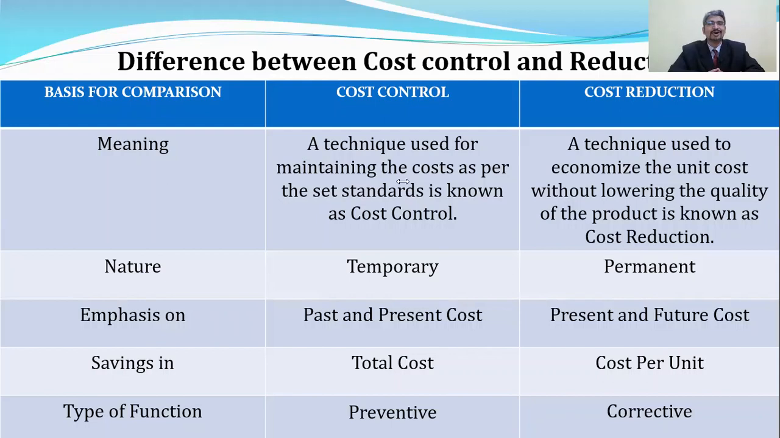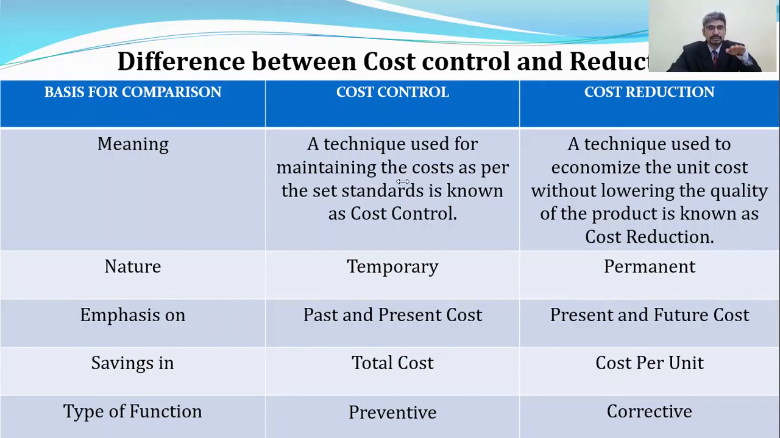Emphasis: cost control emphasizes past and present cost, because earlier we decided the cost, predetermined the cost, that is called the planned activity, or we can say the budget, that is the past. And presently the actual activity is going on and we are comparing it. So we are emphasizing past and present only. Whereas cost reduction emphasizes present and future. Cost reduction is taking place for future activity.